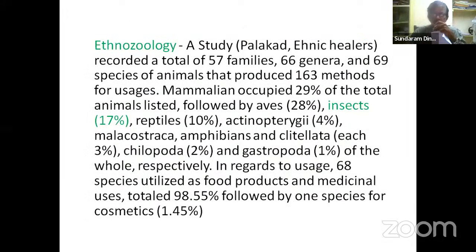That field is referred to as ethnozoology. There is another study in Palakkad on ethnic healers, which recorded a total of 57 families, and spending money on allopathy has been reduced by following traditional ethnozoologic practices or ethnic healers. From them, we are able to learn how many insect species are helpful in curing diseases.